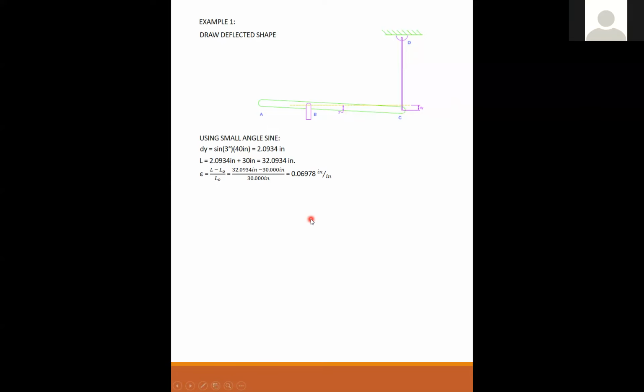So again, the concept is the whole rod stretched out over 2 inches. But what we're looking for is how much did it stretch per inch? And the answer is 0.06978 inches for every inch of rod that we have here. Okay? And again, I carried this to 5 significant digits, which I would consider to be the minimum for these types of problems.